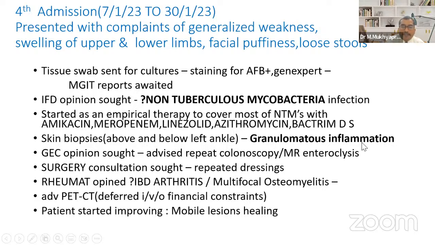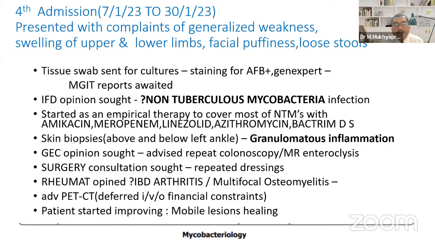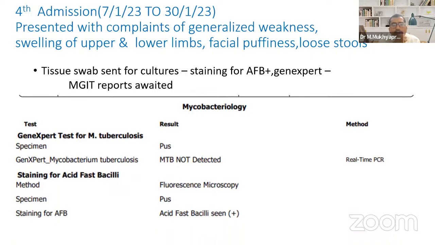Skin biopsies came as granulomatous infection. GI opinions suggested colonoscopy, but again, the patient was not fit at this time. Surgery consultation was started. Dressings were done. Rheumatology consultation was sought. They thought it is IBD related arthritis. PET scan was suggested. But when we started treatment with azithromycin, meropenem, and linezolid, the patient started improving again.